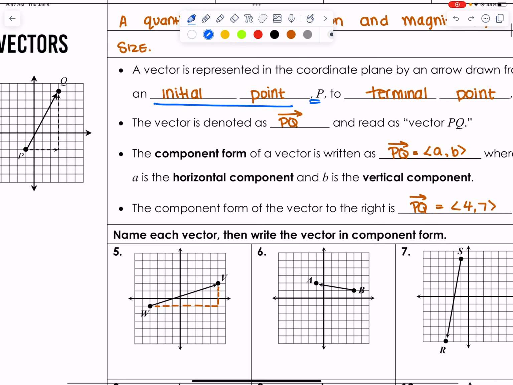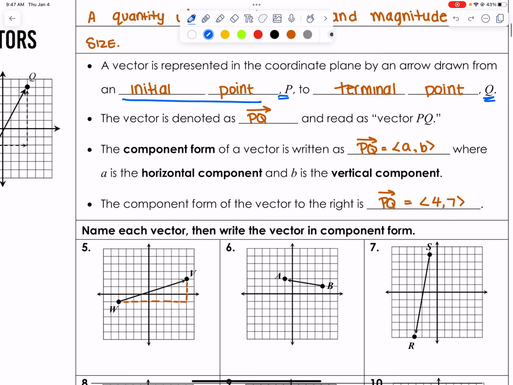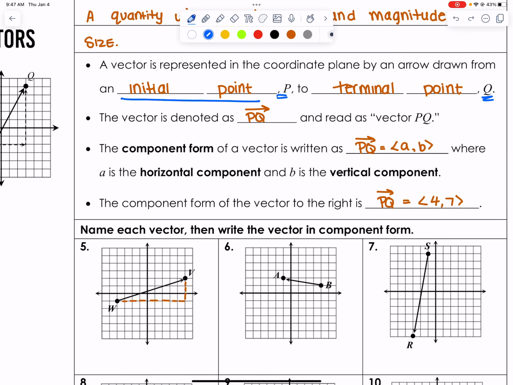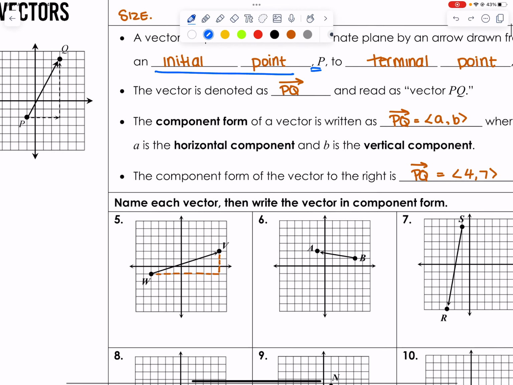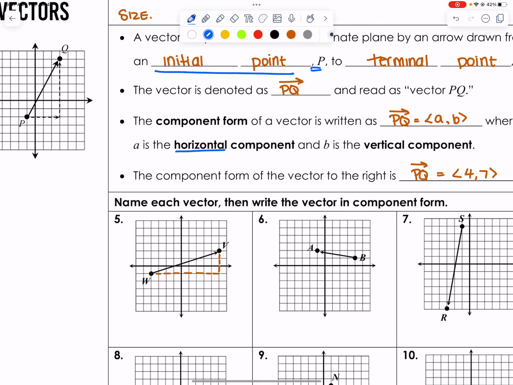So the component form of a vector is written as vector PQ equals ⟨a, b⟩, where a is the horizontal component and b is the vertical component. And that looks intimidating, but it's actually very easy. So horizontal component we already know means things that go left to right. And vertical we already know is things that go up and down.